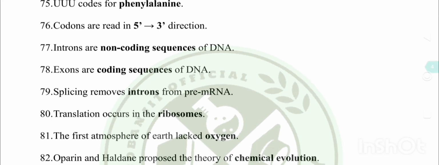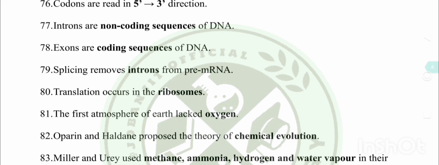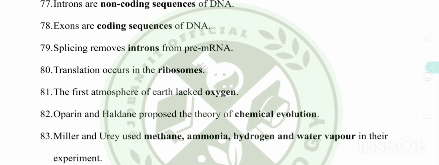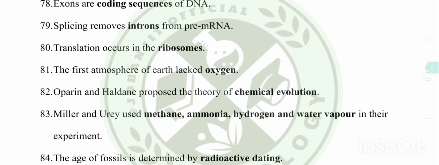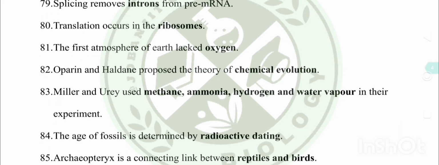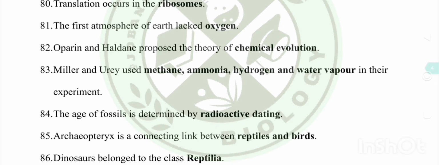81. The first atmosphere of Earth lacked oxygen. 82. Oparin and Haldane proposed the theory of chemical evolution. 83. Miller and Urey used methane, ammonia, hydrogen, and water vapor in their experiment. 84. The age of fossils is determined by radioactive dating. 85. Archaeopteryx is a connecting link between reptiles and birds.